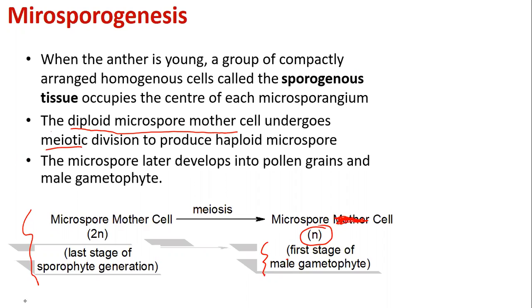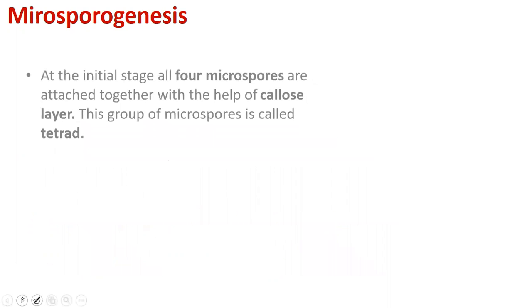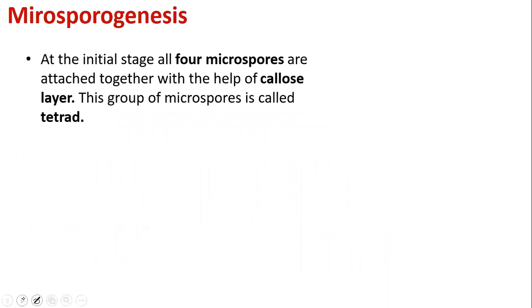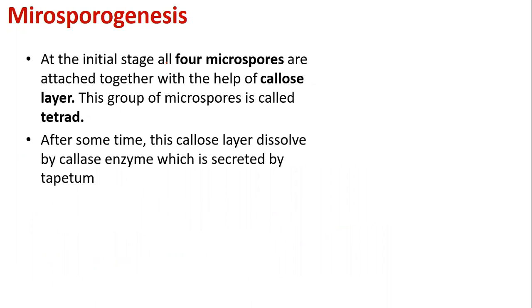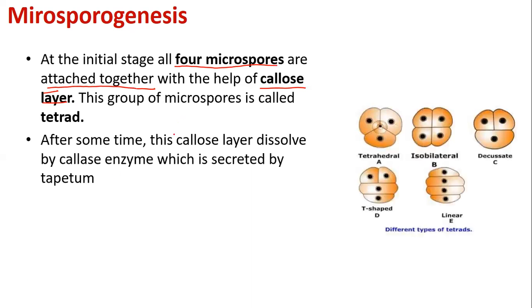Right. Next we will talk about, as I told you, the next course of development in the case of microspores. We know very well that at the initial stage, all four microspores are attached together. This is what we call the spore tetrad. It is the callose that helps in attaching them, so at this stage we call them a tetrad. After some time, what happens? The callose layer dissolves. And how does it dissolve? It dissolves by the callase enzyme, which is secreted by the tapetum.